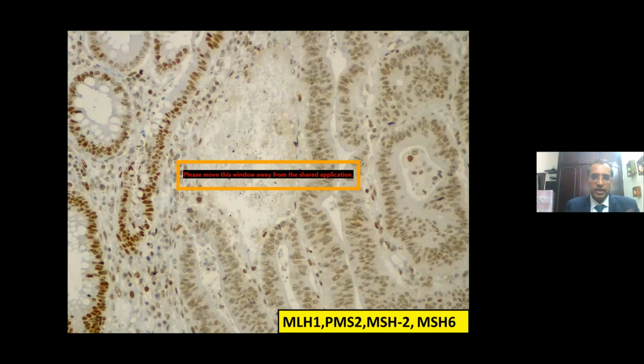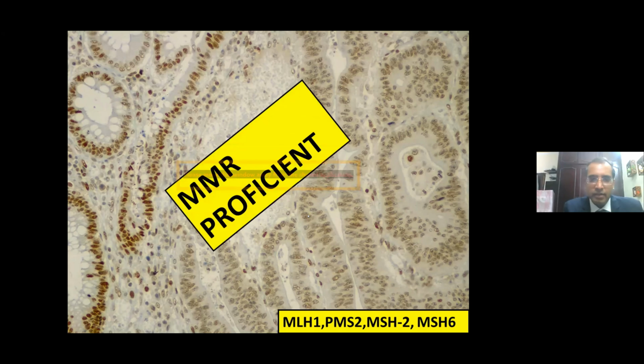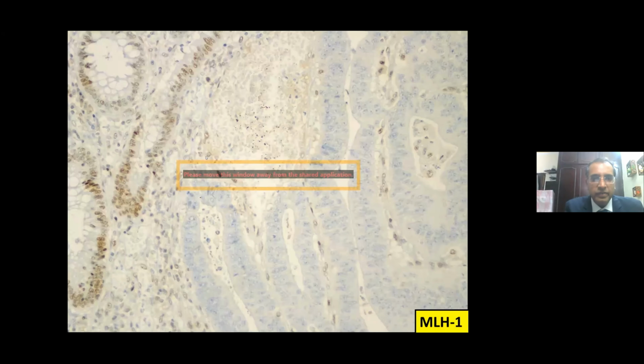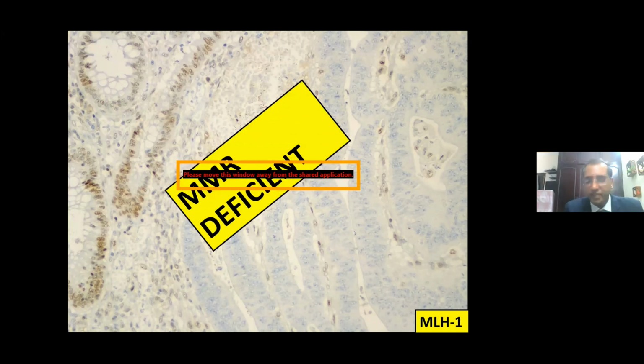So this is a case of MMR proficient, where you can see that the left side of the slide is showing the normal colonic mucosa and the glands with retained nuclear expression in the normal colon, whereas in the tumor on the right side, which I'm pointing to, the nuclear expression is very much retained in the tumor also. So this is MMR proficient. Now this is a scenario in which the nuclear expression is retained in the normal colon. It actually serves as an internal control, whereas the nuclear expression here on the right side is lost in all these tumor cells. So this is MMR deficient.